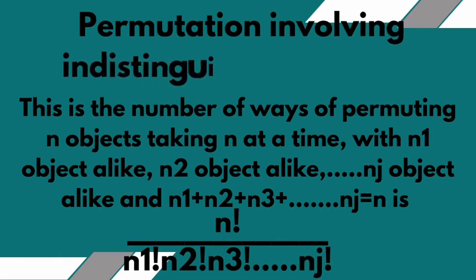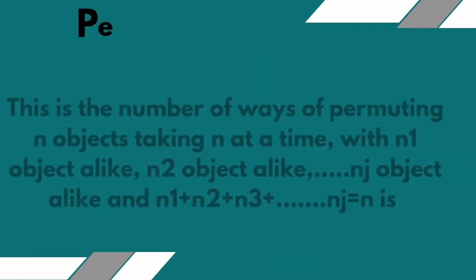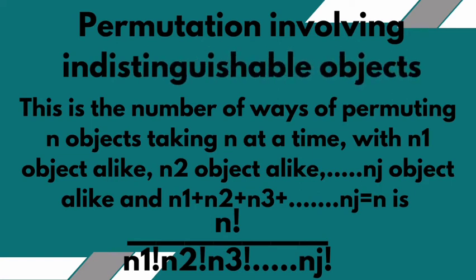Permutation involving indistinguishable objects. This is the number of ways of permuting n objects, taking n at a time, with n1 objects alike, n2 objects alike, till nk objects alike, and that gives us n1 plus n2 plus n3 till nk, which gives us n. N is therefore n factorial all over n1 factorial multiplied by n2 factorial multiplied by n3 factorial till nk factorial.